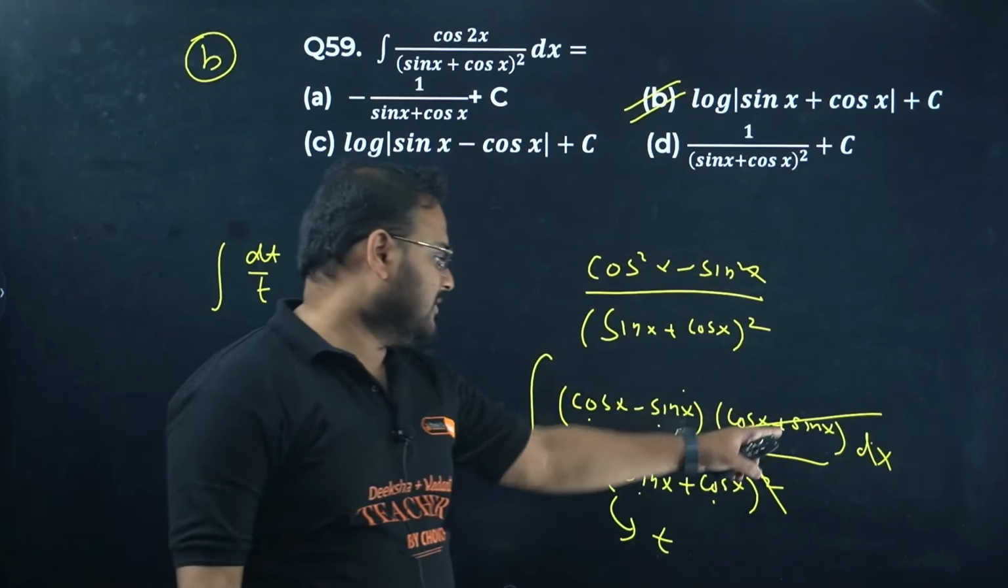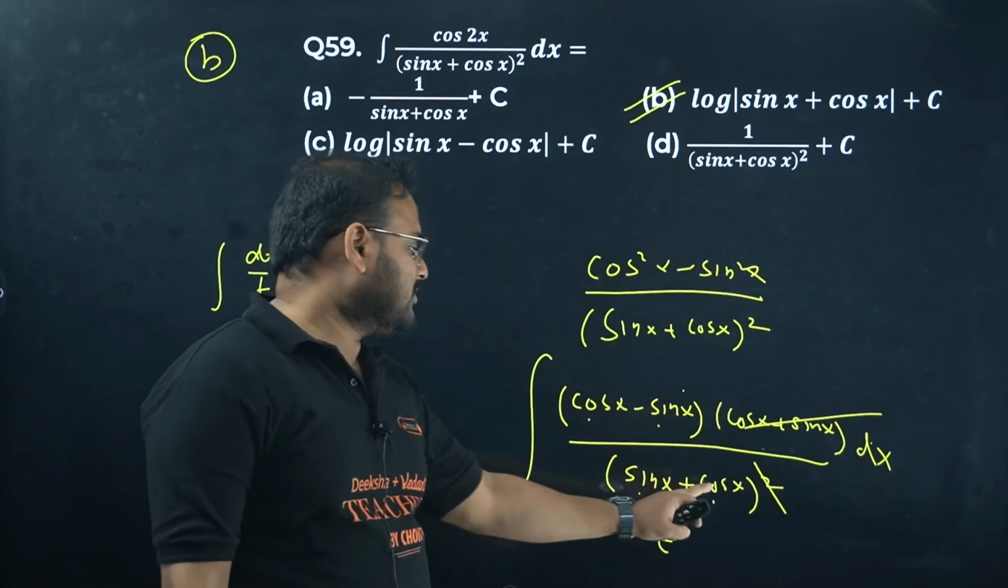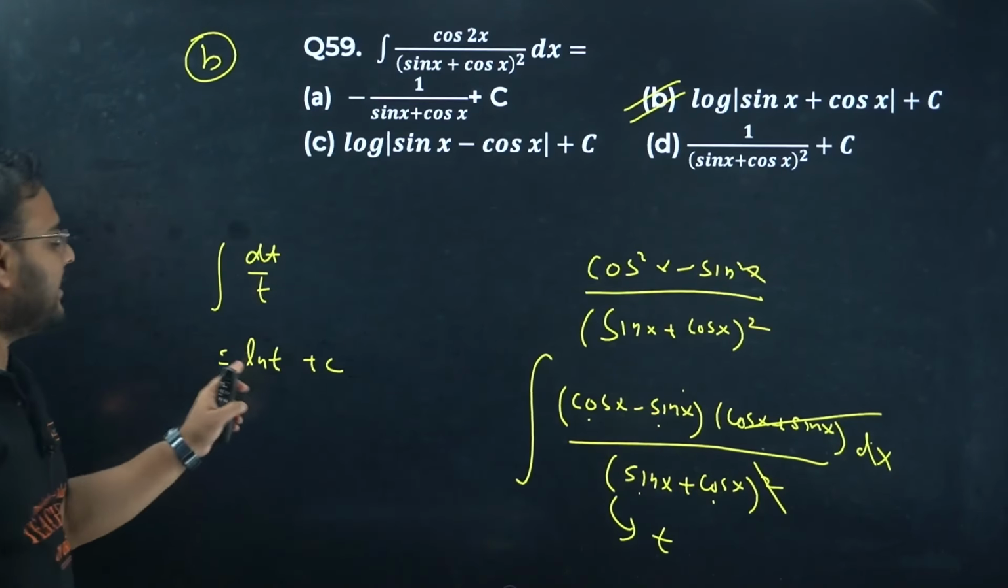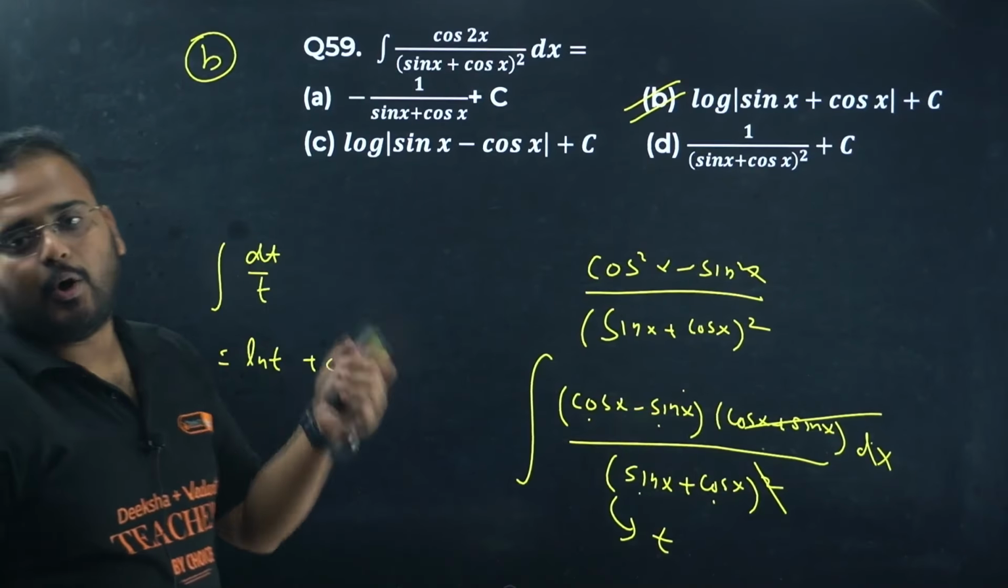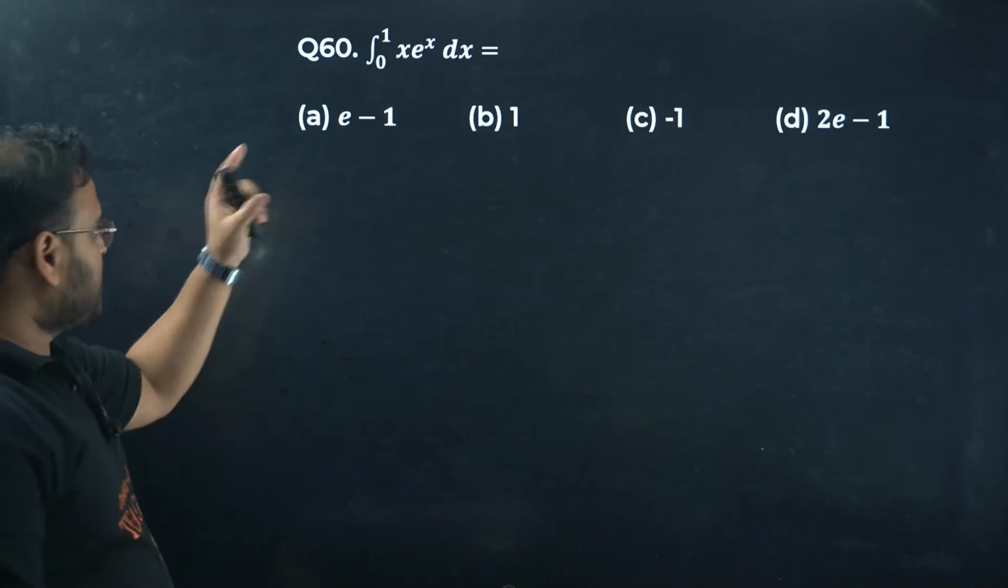I'll explain again. After getting it cancelled, you have sin x plus cos x over here. Take it as t. Sin derivative is cos, cos derivative is minus sin. This with dx will become what? dt. dt by t is ln t. Answer is option B. Moving on. This is clear?